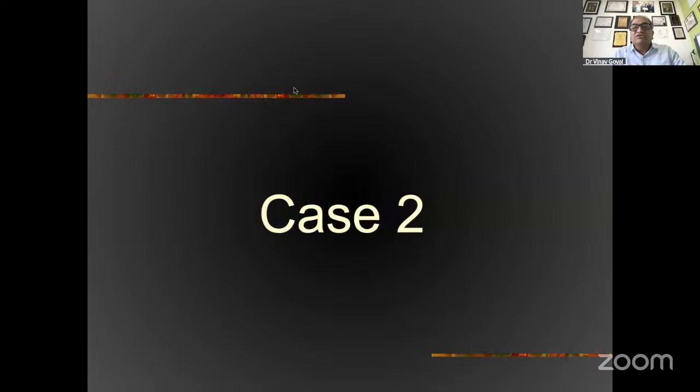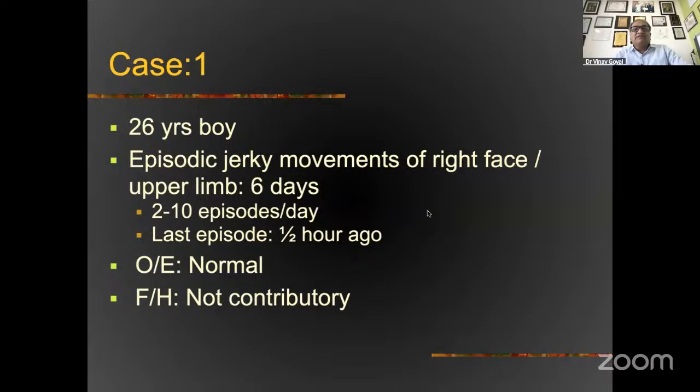I don't see any question coming up. Let's see another case. This is a 26-year-old boy who had episodic jerky movements of the right side of the face, and upper limb for the last 6 days. And he had 2 to 10 episodes per day.